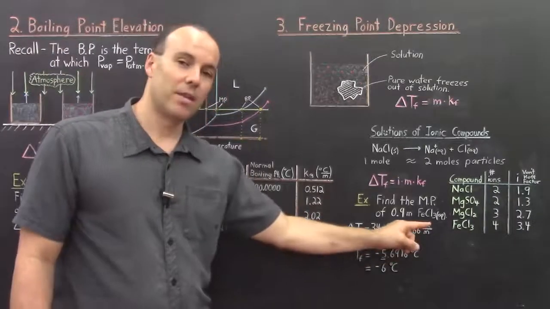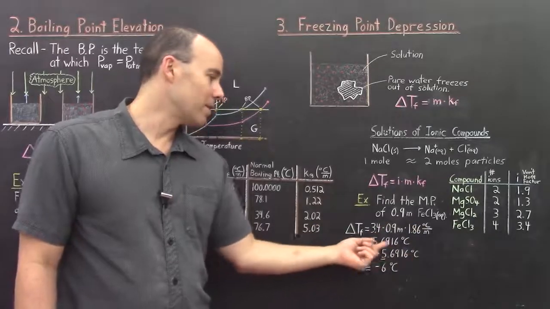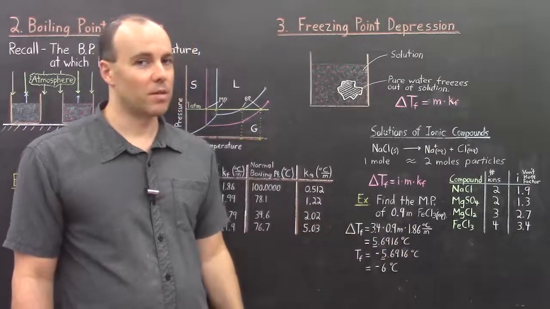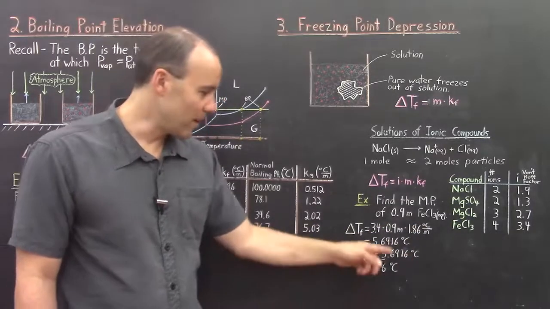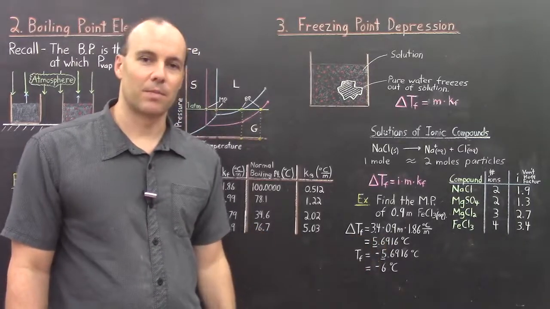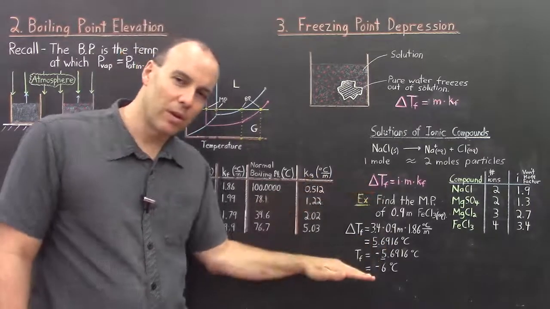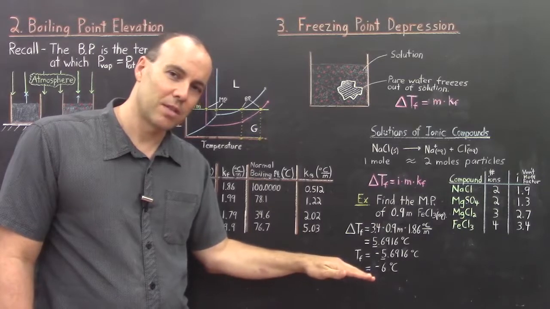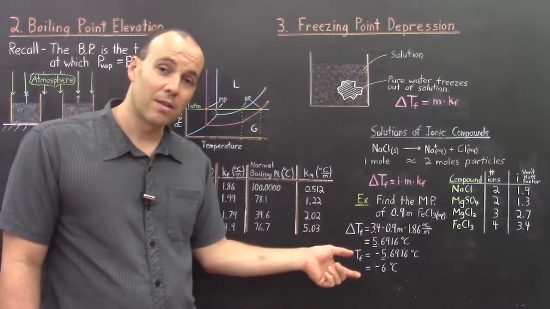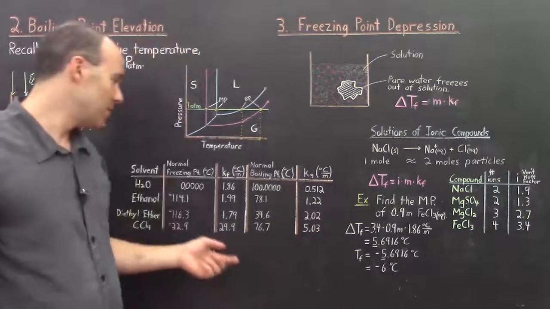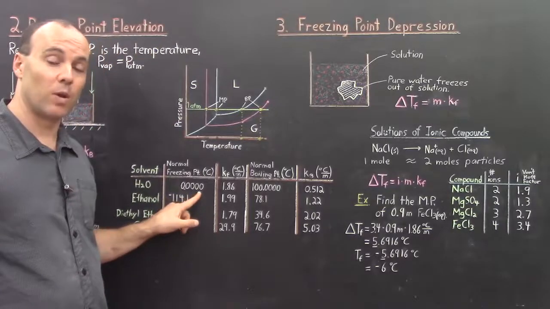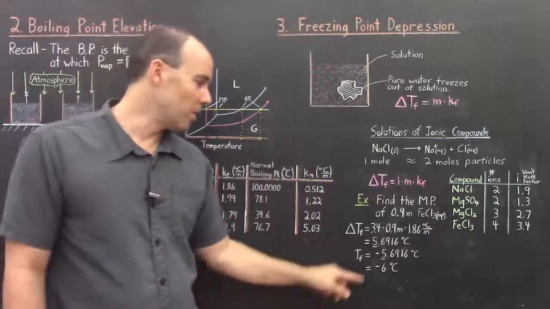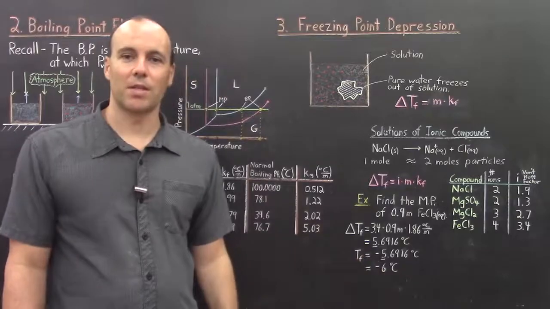When you multiply these out, you get 5.6916 degrees Celsius, which will round to 6 degrees. So the freezing point gets lower by 6 degrees Celsius. So you subtract this many degrees from the original freezing point for water, and so the new freezing point is -6 degrees Celsius.